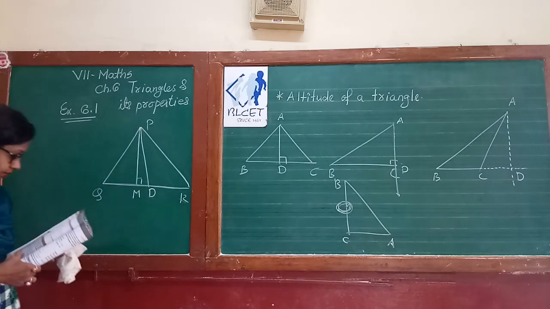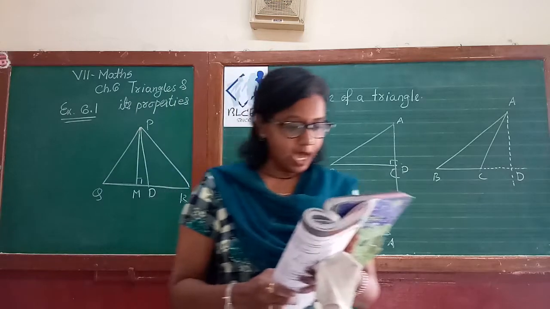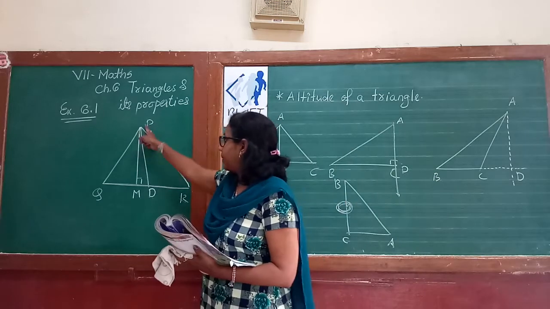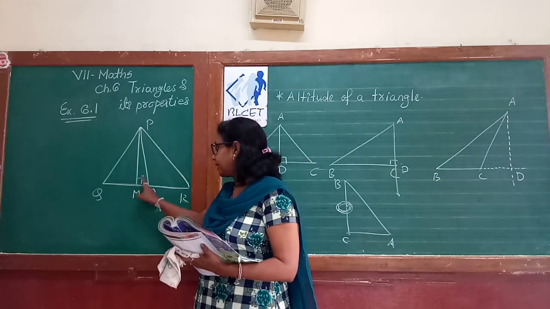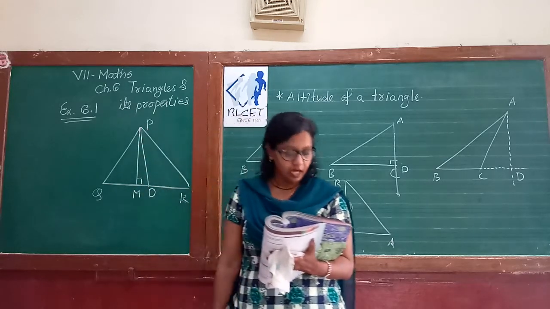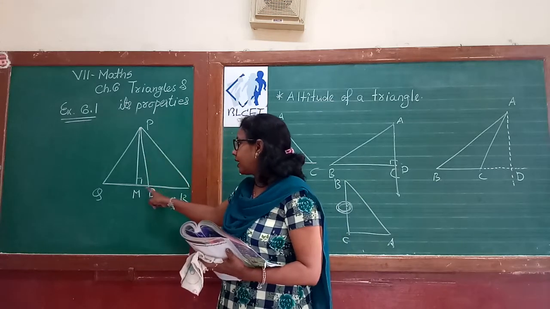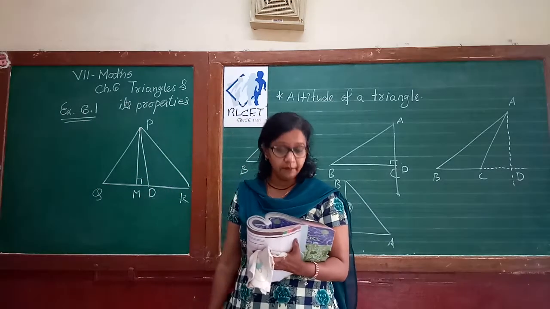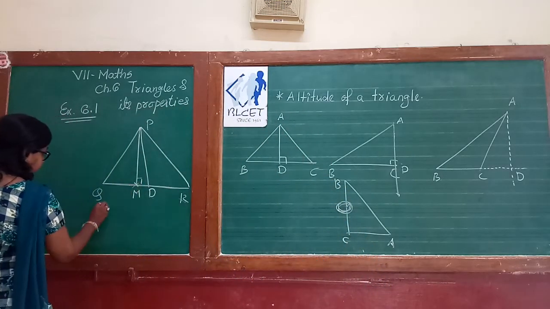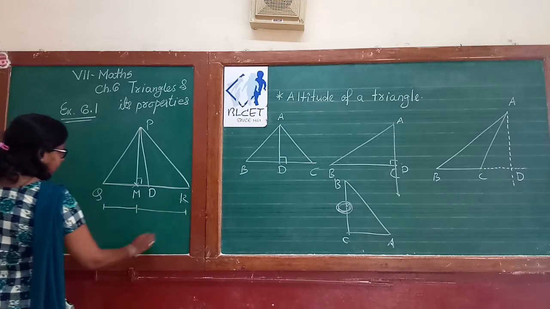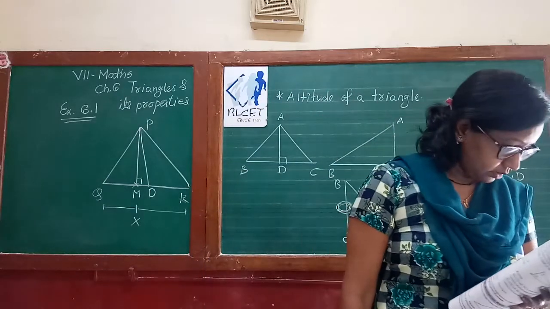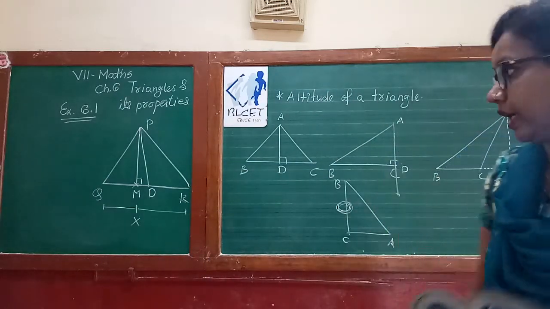Now what is the question? In triangle PQR, D is the midpoint of QR. Then what is PM? It is an altitude because it makes a 90-degree angle with the line segment QR. So PM is an altitude. What is PD? D is the midpoint, so obviously PD is the median. Is QM equal to MR? Is this distance equal to this? No.